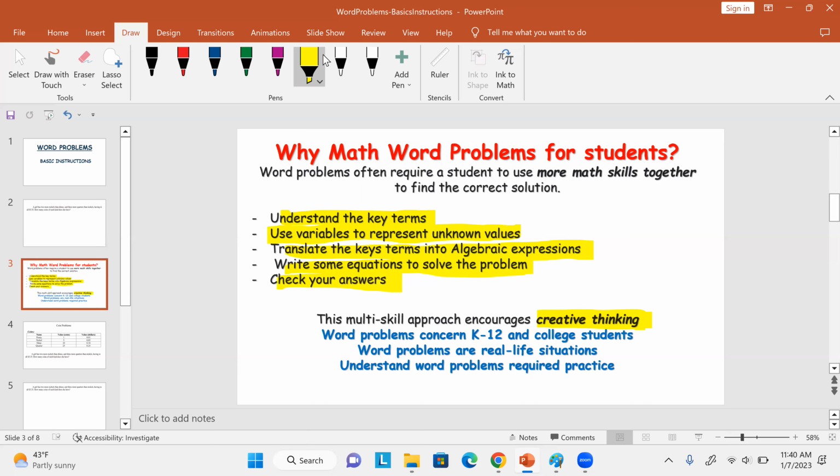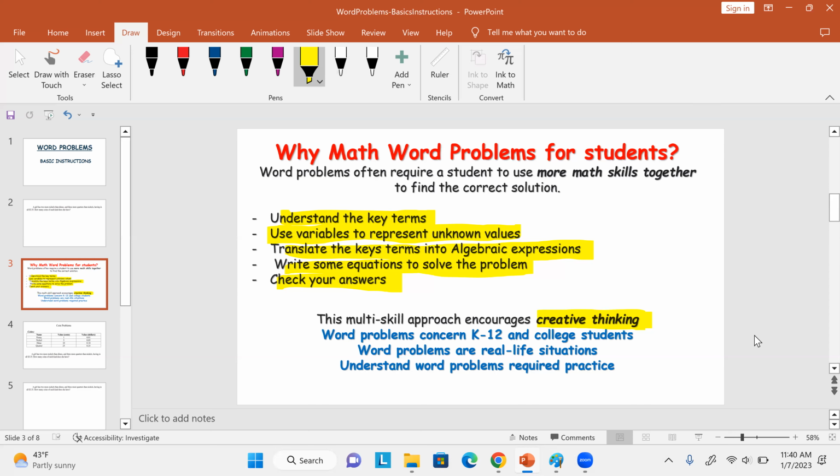It is very important to understand that word problems concern K-12 and college students. When they say word problem, it's not only for college, high school, or middle school students. It goes from K to 12, so everyone is involved in word problems.